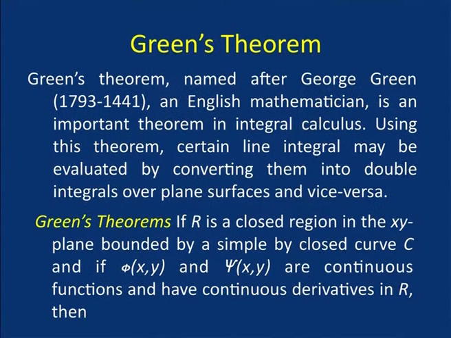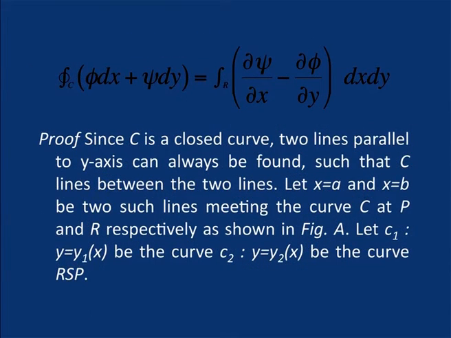Green's theorem is stated as: if R is a closed region in the xy plane bounded by a simply closed curve C, and if phi(x,y) and psi(x,y) are continuous functions having continuous partial derivatives in the region R, then the integral over C of phi dx plus psi dy is equal to the double integral over the surface R of (del psi over del x minus del phi over del y) dx dy. I will explain the proof of this theorem as follows.